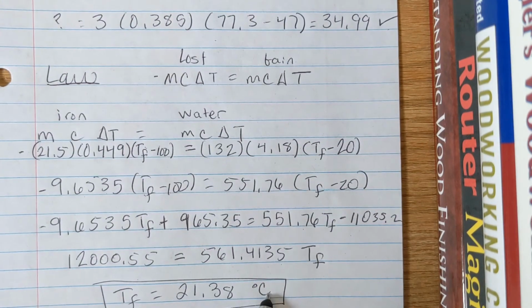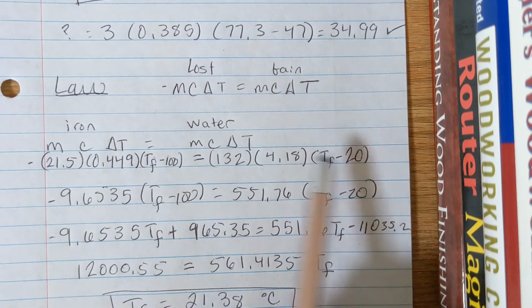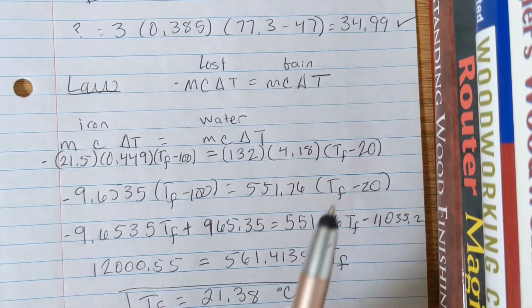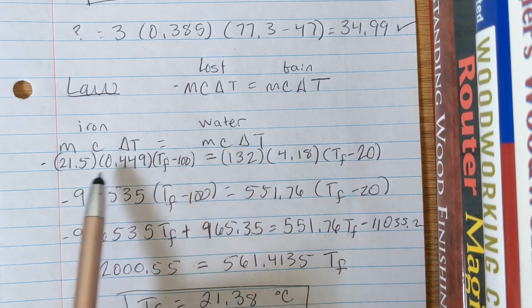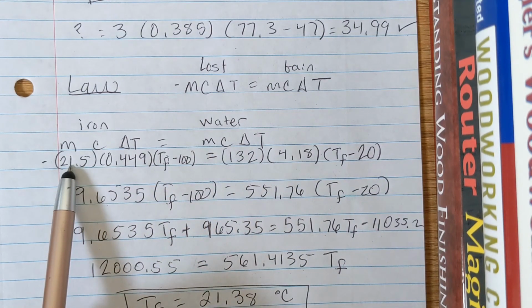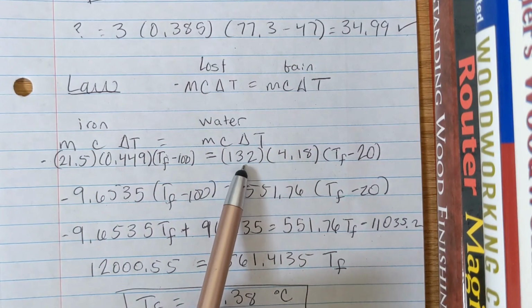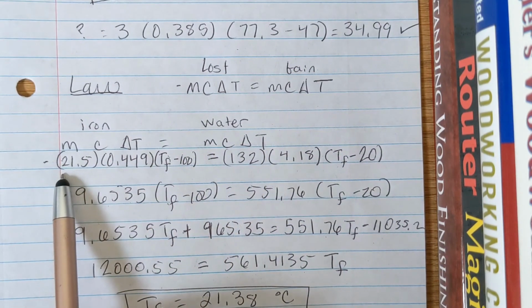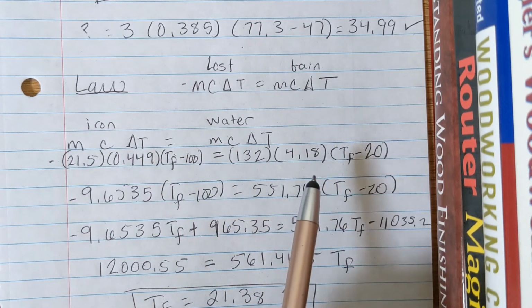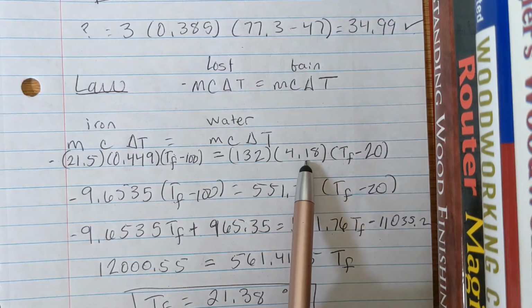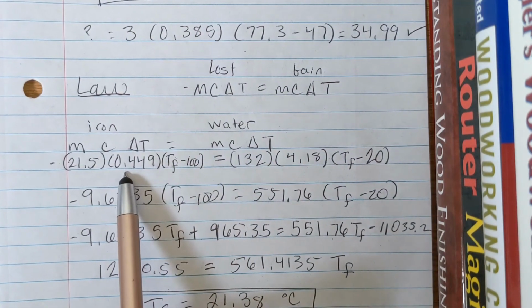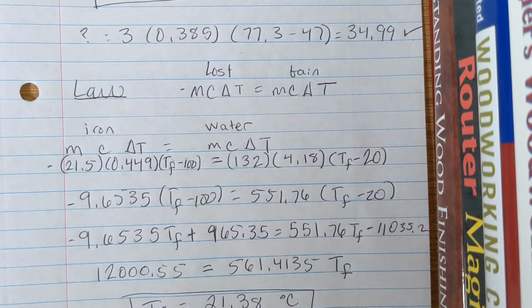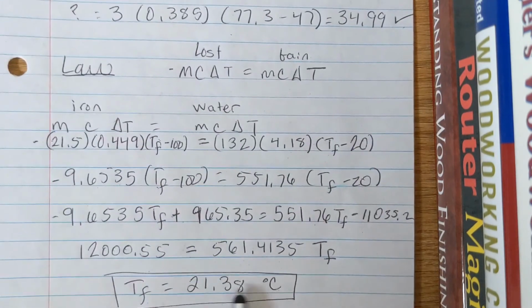Now, when I first did this, I was like, ooh, that didn't change a whole lot from this 20, and that changed a lot from 100. But if you look, you have 132 grams of water that you're heating up, and you only have 21.5 grams of iron. So you have a lot more water to heat up than you have iron to add the heat. Also, if you look at your specific heat of water is 4.18, and it's roughly 10 times that of iron. So it does make sense for it to be a lower number here.